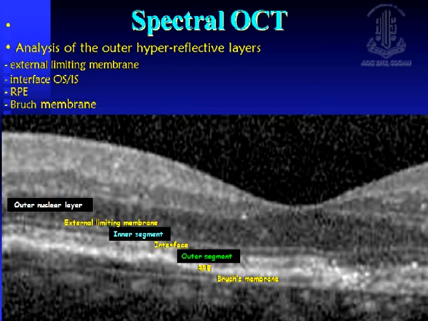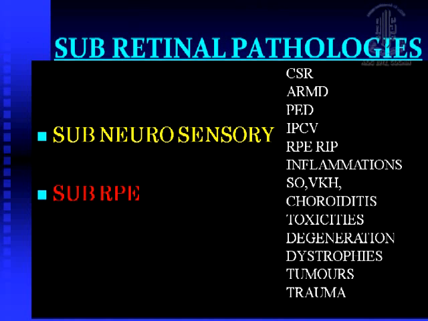This is just to show you the layers. Now, I am going to concentrate, since the other people have outlined the epiretinal and intraretinal, on the subretinal pathologies, which involve the neurosensory and sub-RPE. It's a whole big list, as you see here: CSR, ARMD, PED, IPCV, RPE, RIP, inflammations of different kinds, toxicities, degenerations, dystrophies, tumors, trauma.